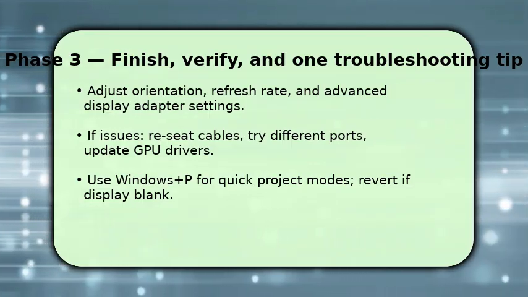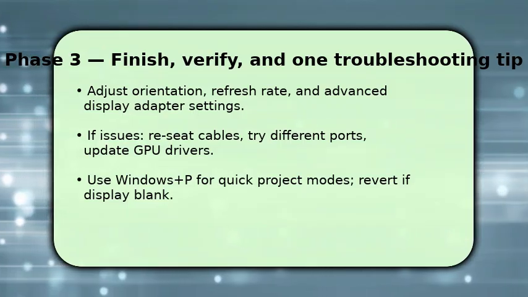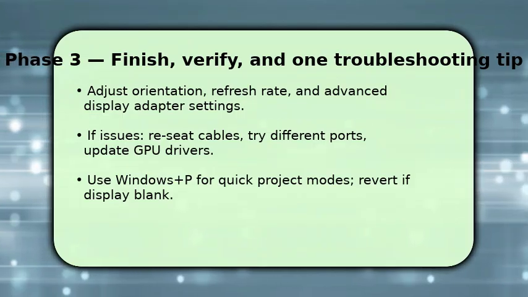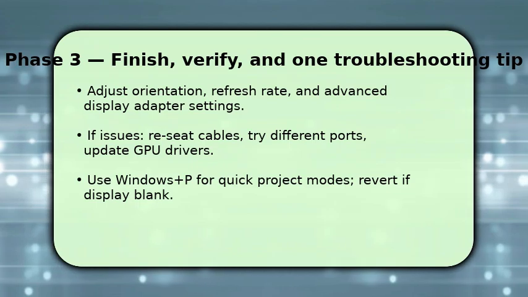Remember, Windows plus P gives quick modes. If you accidentally blank a screen, press Windows plus P and choose Extend or Duplicate to restore it. This single troubleshooting tip solves most final stage problems.